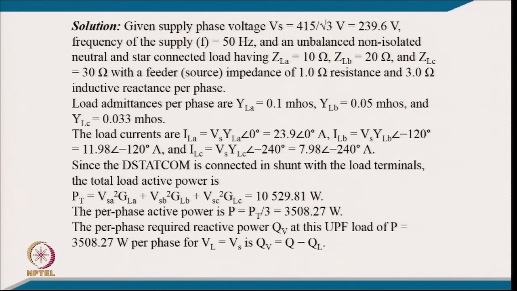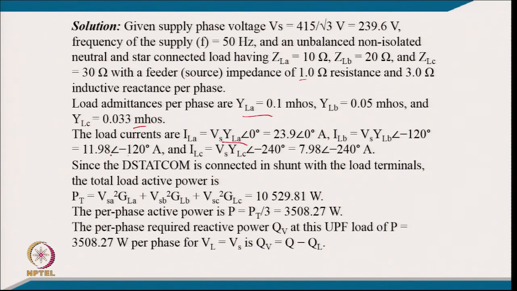Coming to the numerical part of this solution, given the supply phase voltage 415 by root 3 equal to 239.6 volt and the frequency of supply 50 Hz, and an unbalanced star-connected load with non-isolated neutral, with ZLA 10 ohm, ZLB 20 ohm, ZLC 30 ohm, and a feeder source impedance of 1 ohm resistance and 3 ohm reactance per phase. We can find the load conductance, 1 upon Z, for these 3 phases, and we can find the load current from these respective values.